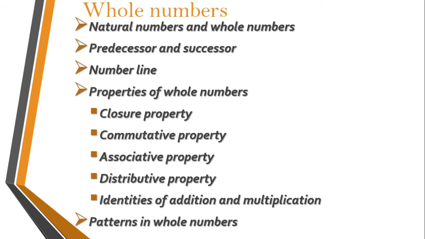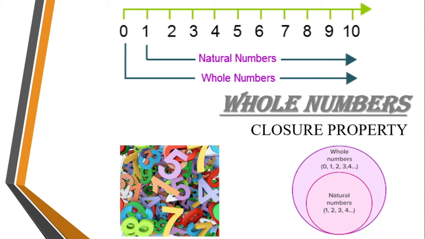So in the previous video, we learned natural numbers and whole numbers, predecessor and successor, and number line. And in this video, we are going to learn properties of whole numbers, and the properties are closure property, commutative property, associative property, distributive property, and identities of addition and multiplication, and also patterns in whole numbers. So let's begin with closure property.